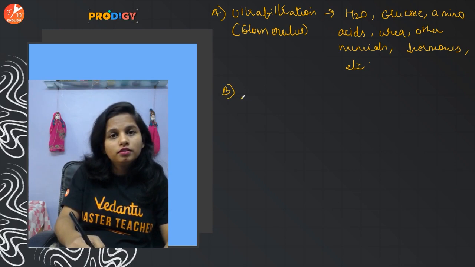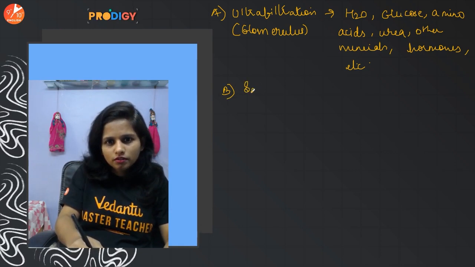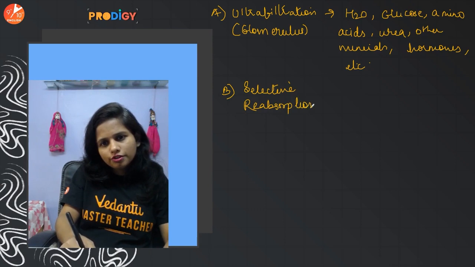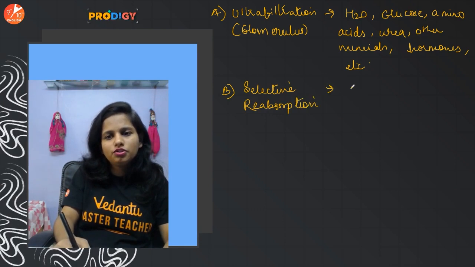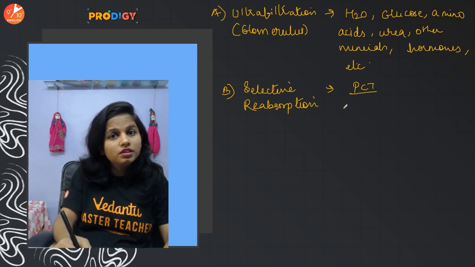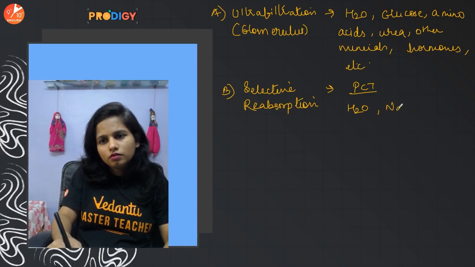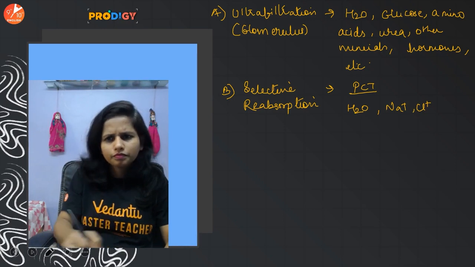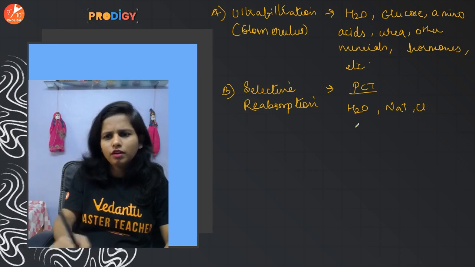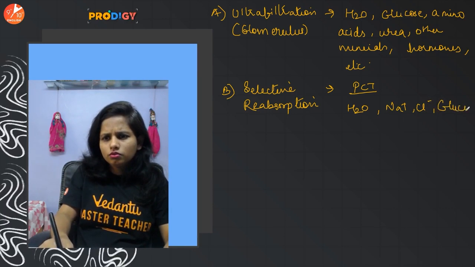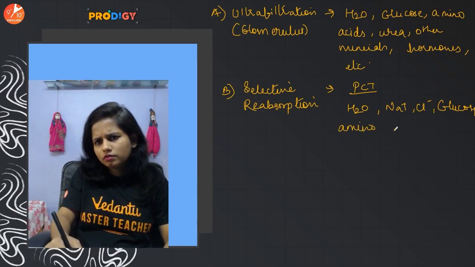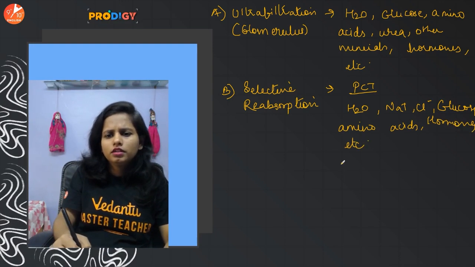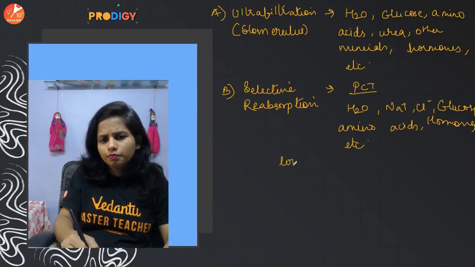Step 2 is what? Filtration ke baad reabsorption. Okay. Selective reabsorption. Now selective reabsorption takes place in different regions. PCT. PCT mein kya kya? Water, NaCl, glucose, amino acids, hormones, etc. Then after PCT, the loop.